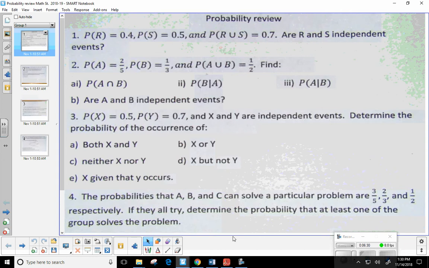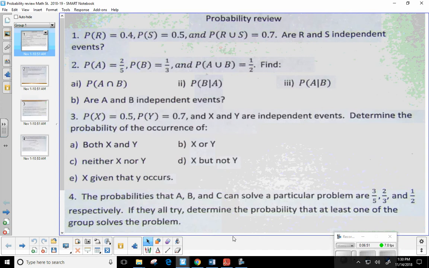I'm sorry? We can look at the union. Look at the union? What about the union? So since the union's 0.7, if they were independent, you just add the probability of R and the probability of S. But since they're not independent. I think you're referring to mutually exclusive. Oh, those are two different things. Yes. Oh, okay.